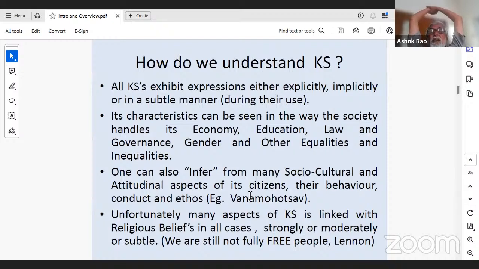How do we understand knowledge system? We understand knowledge system by looking at expressions that are inherent when any knowledge system is used. These expressions can be explicit, implicit, or in a subtle manner during their use. Need not be explicit and implicit all the time. It can even be subtle. Its characteristic can be seen the way society handles its economy, education, law and governance, gender and other equalities and inequalities.